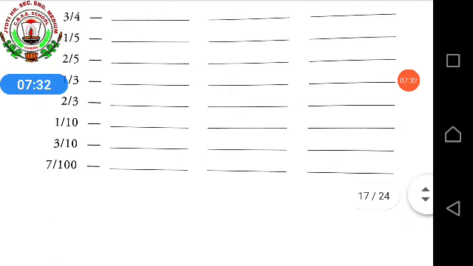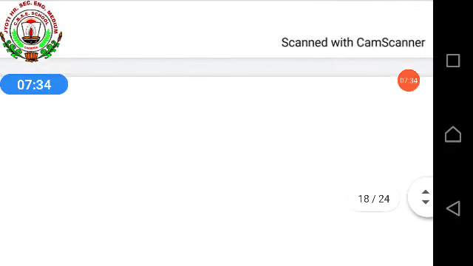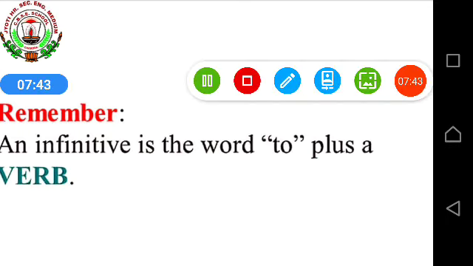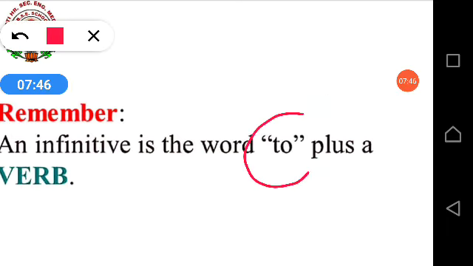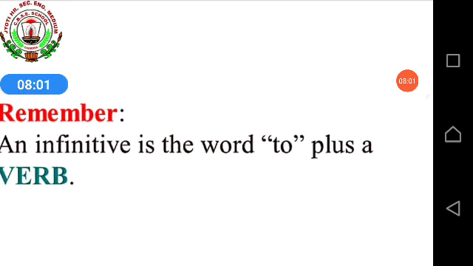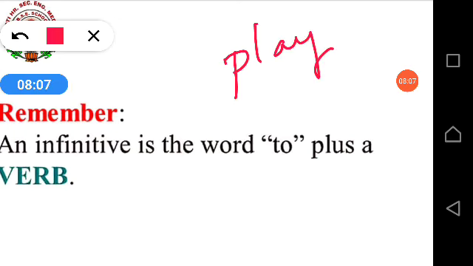Next, infinitive or the root form. Your next topic is infinitive or the root form. You have to remember a point that an infinitive is the word to plus a verb. So before the infinitive, what do we have to write? To, T-O, to, plus verb. Verb means any action thing. For example, play. Play is an action. You are playing. Any action thing is known as a verb. Play, sing, all these are action things.